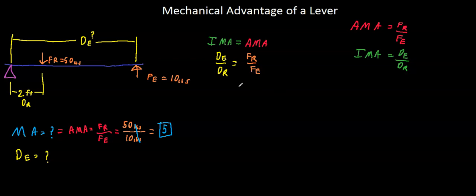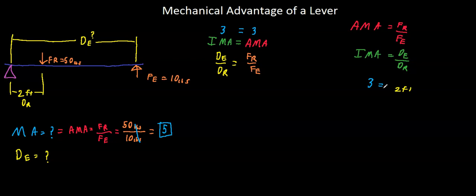But some of you might say, well, Mr. Anderson, do we have to go through all those steps? I know IMA equals AMA, and I know the AMA, so therefore I know the IMA. Since I already know the AMA, then I know the IMA is 3. So couldn't I just use this equation here that 3 equals dE over dr, and we know dr is 2 feet? So couldn't we solve for dE this way? I don't know what I'm thinking. I don't know where I got 3 from. These are all obviously 5.